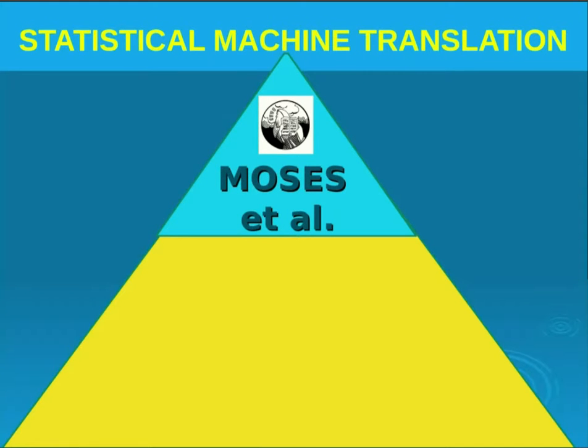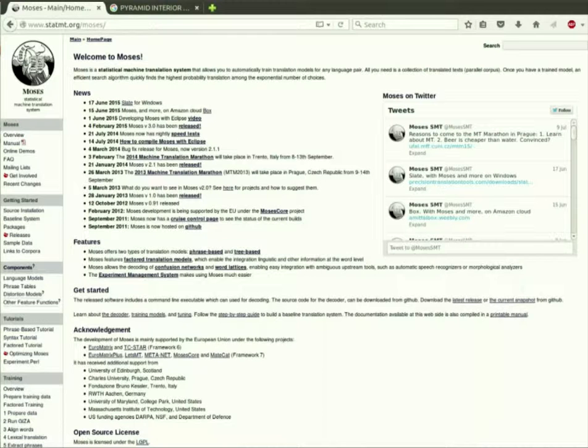So, the main thing afterwards to have is, of course, the Moses machine translation system. So this is their web page. Here you have all the information, all the links, all the videos, but it is really not for mere mortals to install Moses directly.